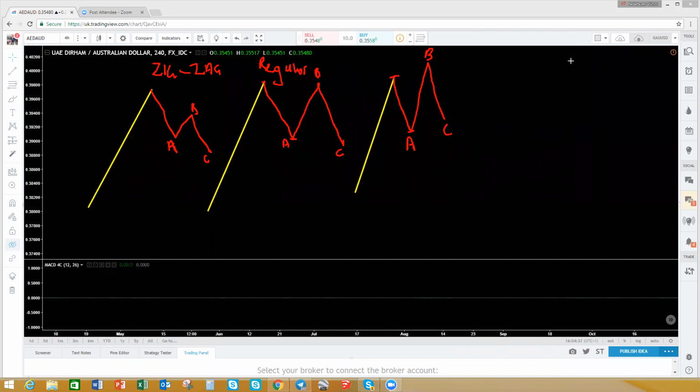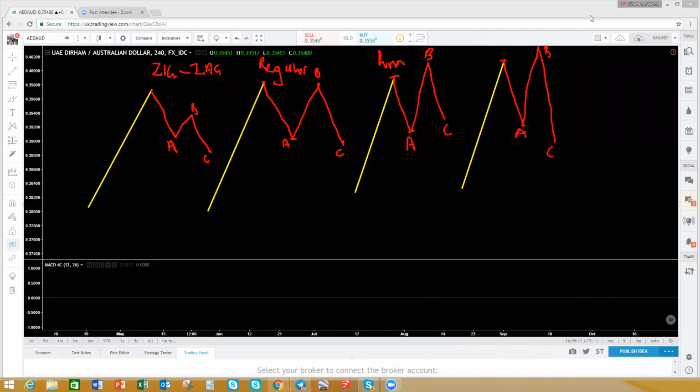And lastly, third type of flat correction. All right, so this is the next one. So the next time when I'm talking about these flats, you know what I'm talking about. So the last flat correction, this one, you can see there it comes and breaks here, the end of the impulse. And it also comes and breaks the bottom here. So all this giving us an A, B, C.